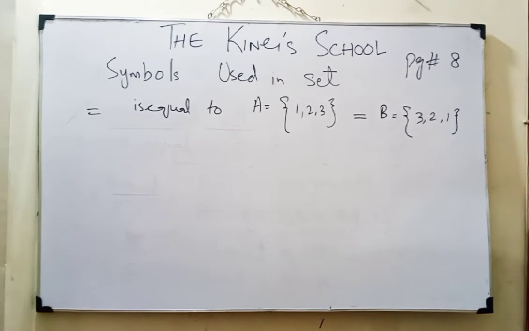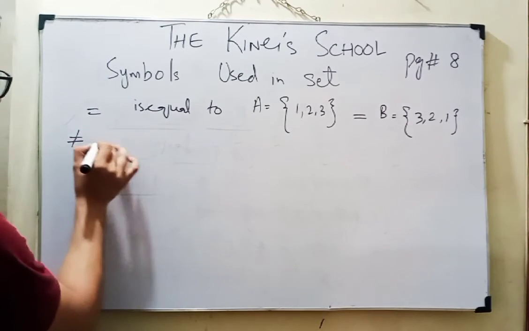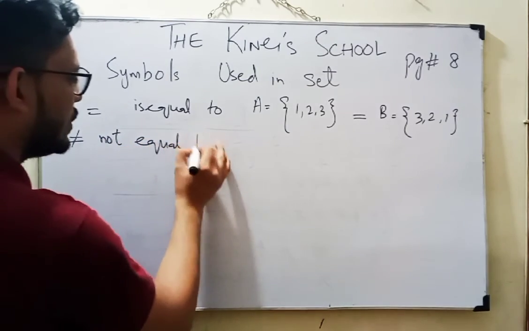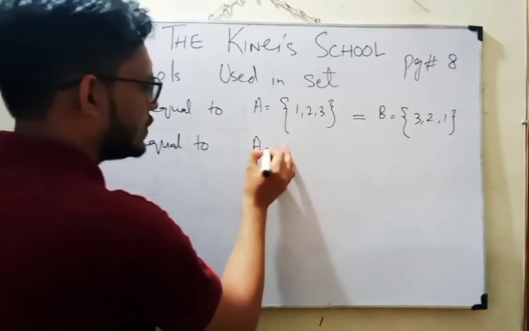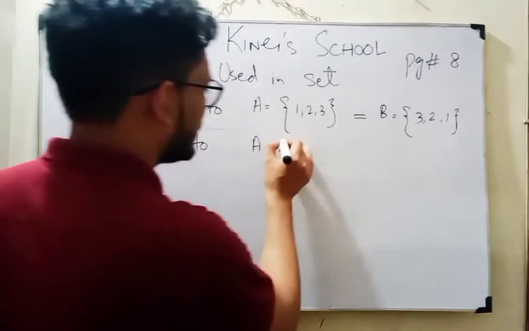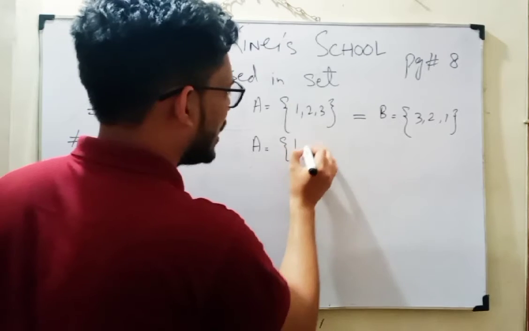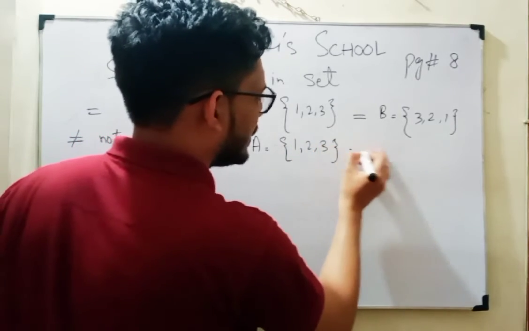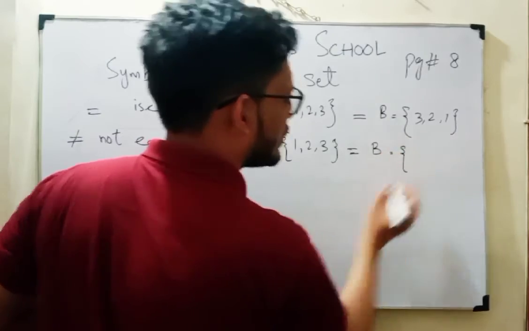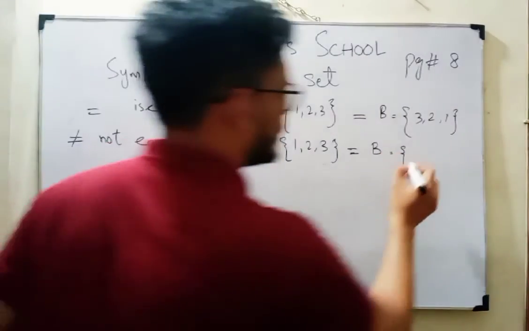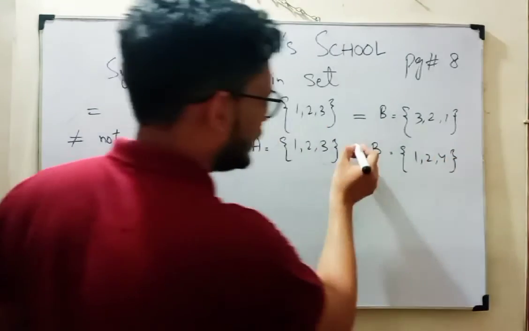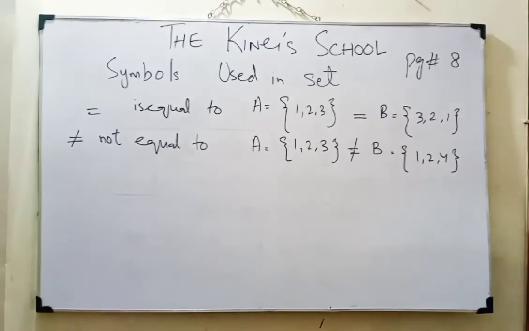The second symbol is not equal to. For example, A is a set in which the elements are 1, 2, 3 and B is a set in which the elements are 1, 2, 4. So we can write that A is not equal to B.